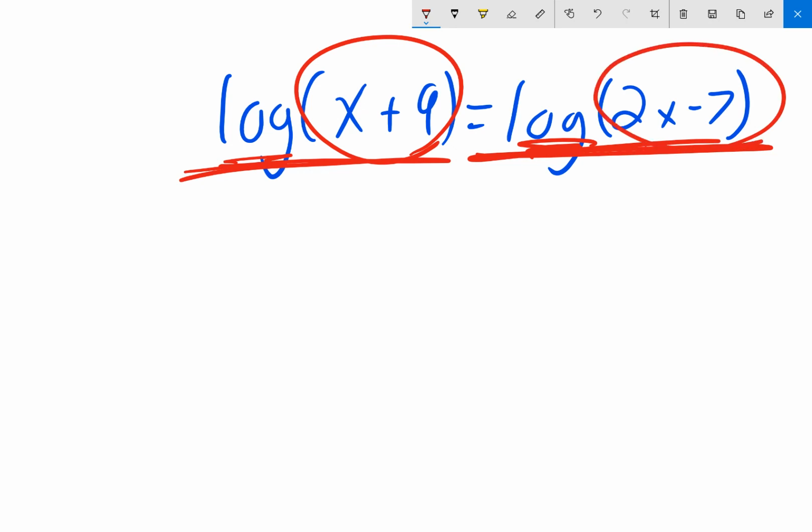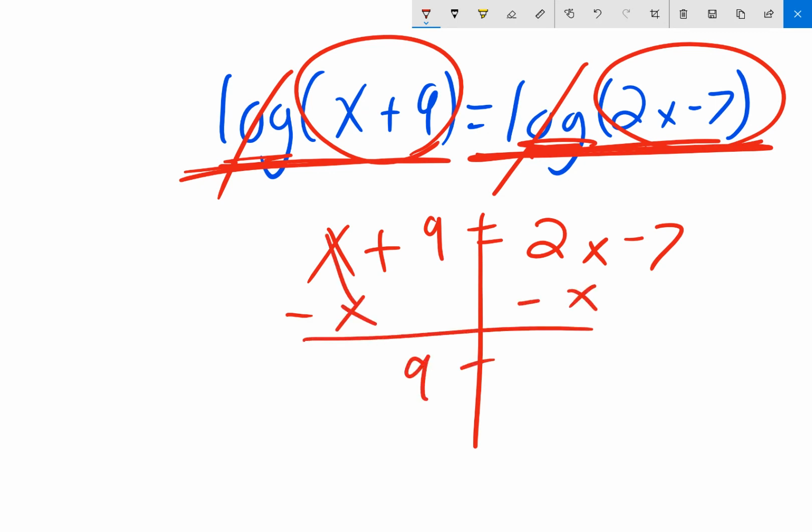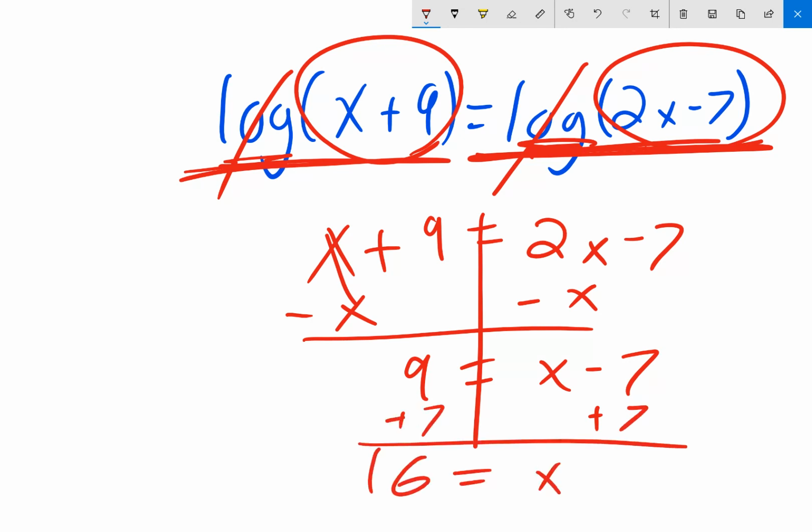this has to be equal to this as well? If the logs are equal to each other, then x plus 9 has to be the same thing as 2x minus 7. So essentially, we can ignore the logs here. x plus 9 has to be the same thing as 2x minus 7. So I'm just going to set that up and solve the equation that way. So we end up with 9 equal to x minus 7. Adding 7 to both sides, we end up with x equal to 16.